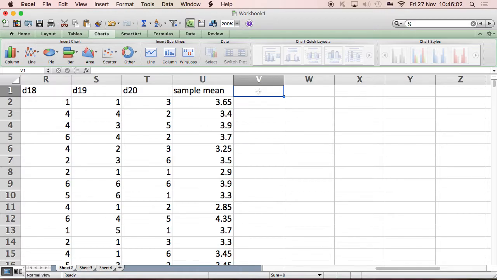For calculating the confidence intervals, what you need is your bias, meaning your sample mean, plus or minus the critical values times the standard error, and the standard error here is actually the standard deviation divided by the square root of n.